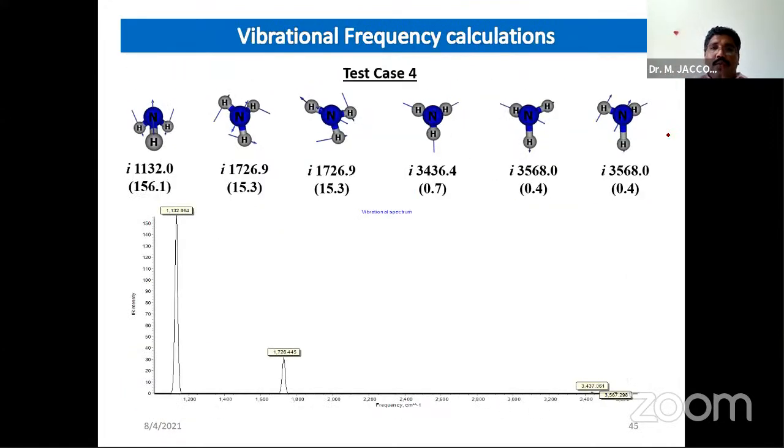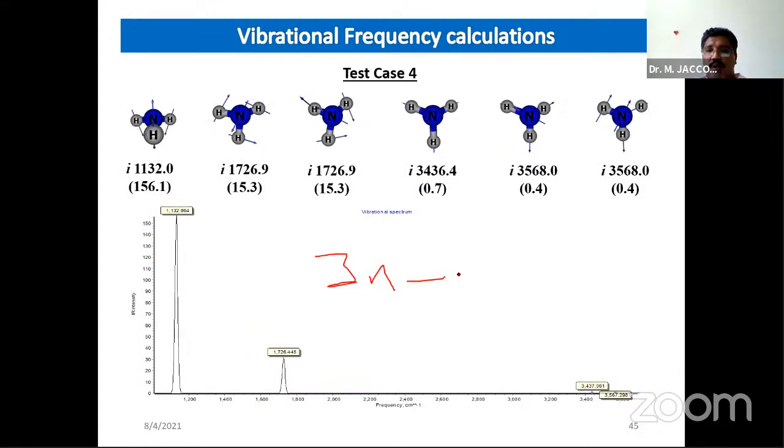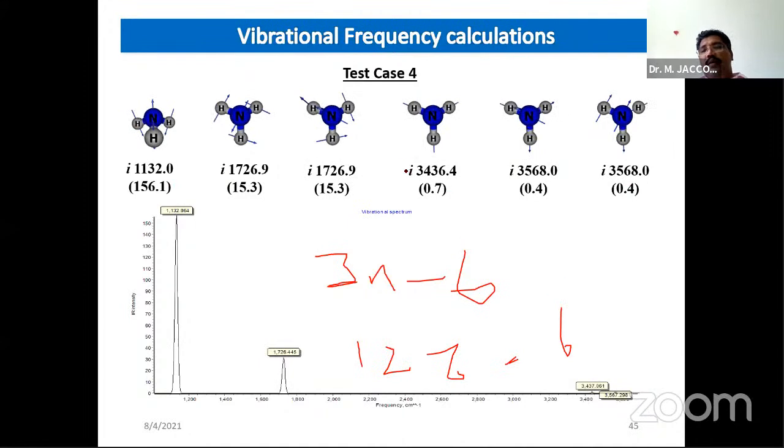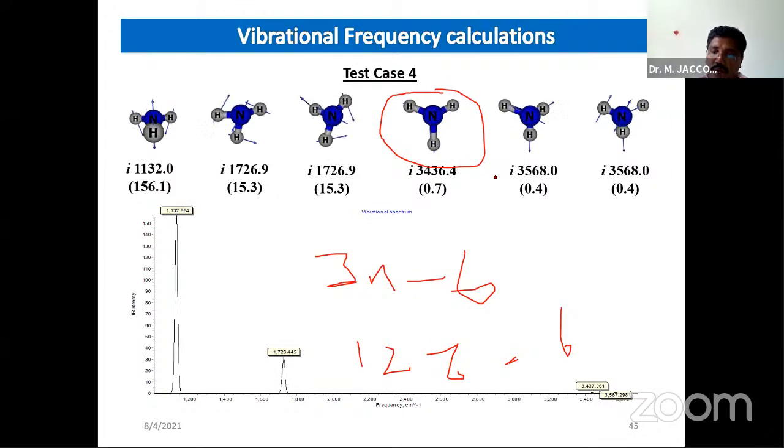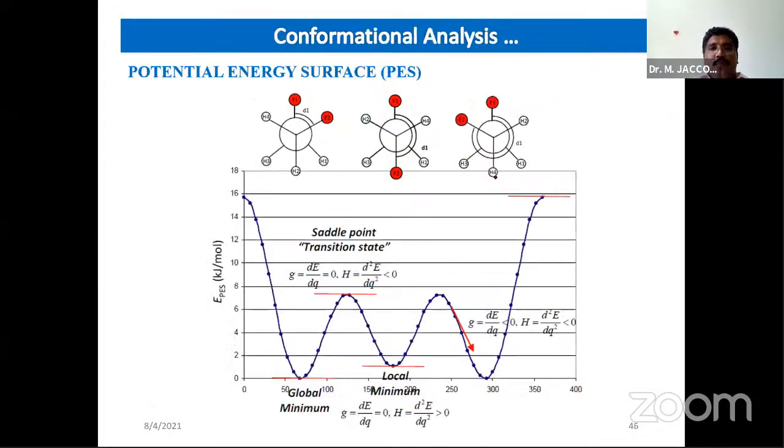Okay, so these are all the final test cases. For 3n minus 6 with ammonia, there are 4 atoms, 12 minus 6, 6. Obviously, you can see there are 3 vibrations that are IR active only. The remaining vibrations are not active because they don't have a dipole moment change. So now, when you do the calculation, first you get the optimization. You optimized your molecule.